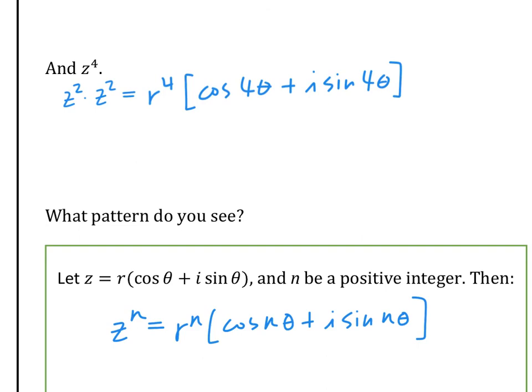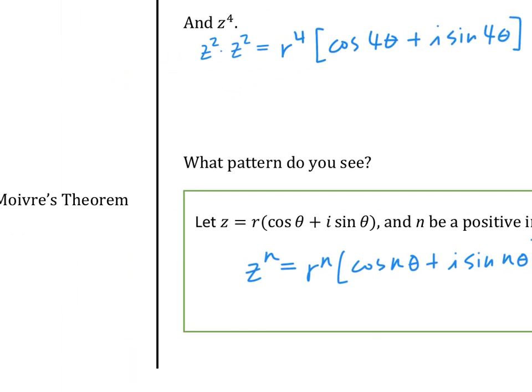So this is called De Moivre's theorem. It says, if you are trying to multiply this complex number and you raise it to some degree, you can do this really quickly if you just follow this formula. And then we'll apply this formula on Monday.